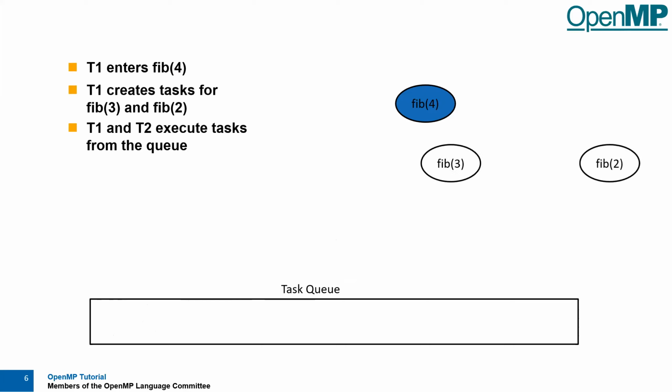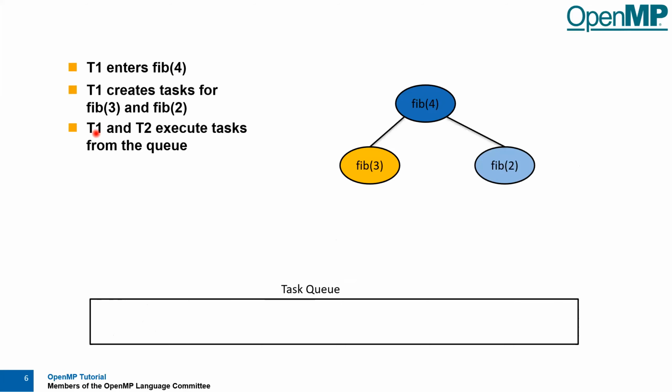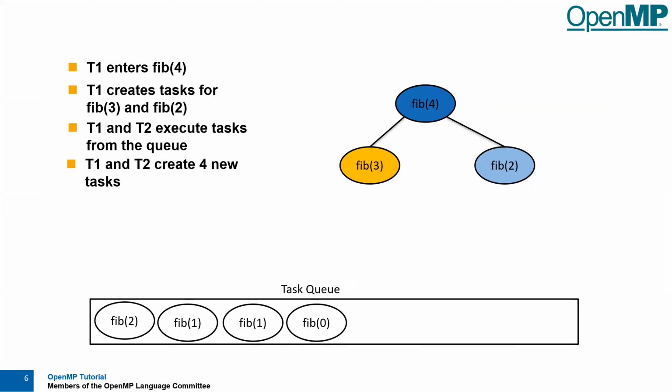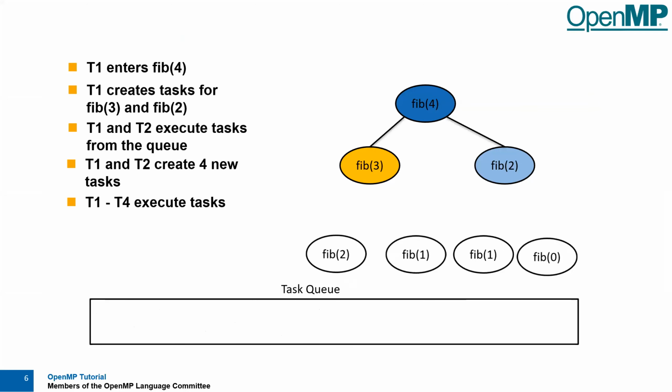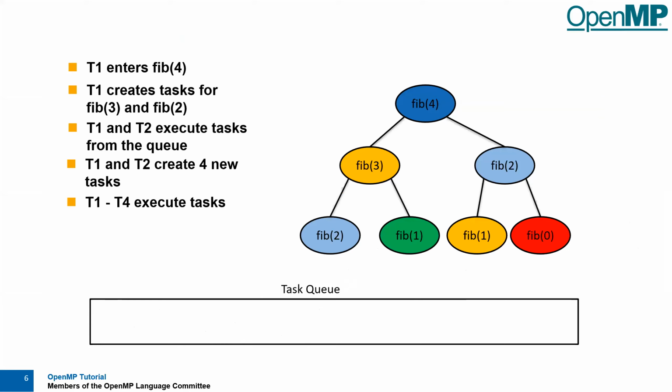And then since T1 is now available in the task wait and is idling, it will grab one piece of work. T2, that's the other thread in our two-thread team, will grab the other task, and then both will create 4 new tasks. And so, going down through the recursion, you'll see that you get multiple threads executing multiple tasks at the same time. And so this is how you can create parallelism in a recursive fashion.